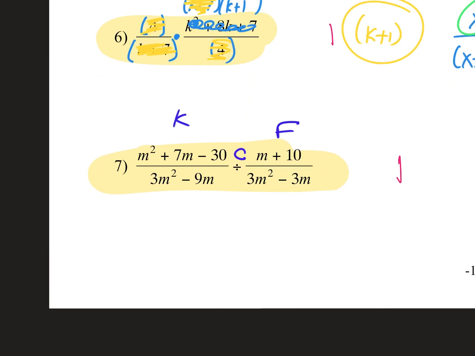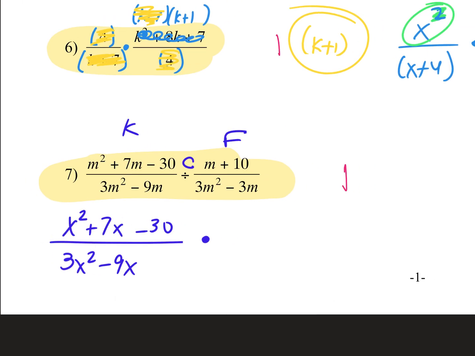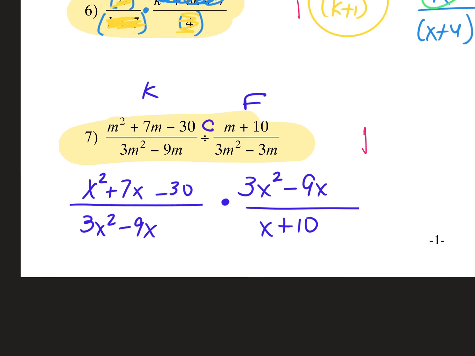So I'm going to rewrite it as x squared plus 7x minus 30 divided by 3x squared minus 9x. If you want to change everything to x's tomorrow, go ahead. Then I'm going to change my division to multiplication, and I'm going to flip. So then I have 3x squared minus 9x over x plus 10. And now we're going to factor each piece. I'm going to start in the top left. So I'm going to do it in red. All right, I'm going to multiply a times c.